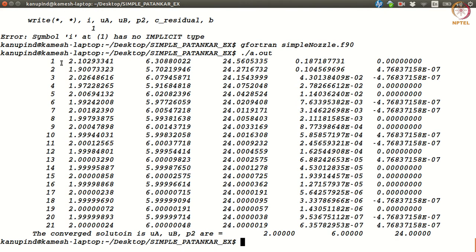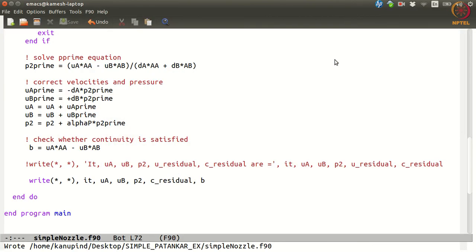So our program converged in 21 iterations, and you can see this is the value of the velocity at UA, and this is the value of the velocity at UB. So we converged to 2 and 6, and 24 is the value of the pressure. Again you can see that the continuity residuals are always 0 or a very small value, whereas the momentum residuals, that is the U residual.